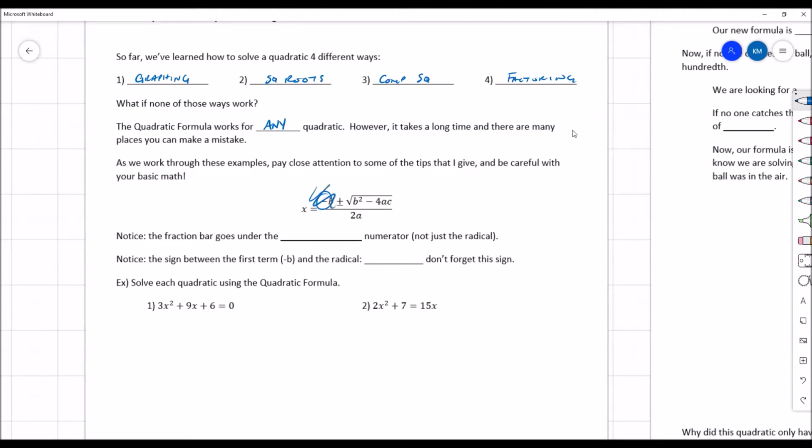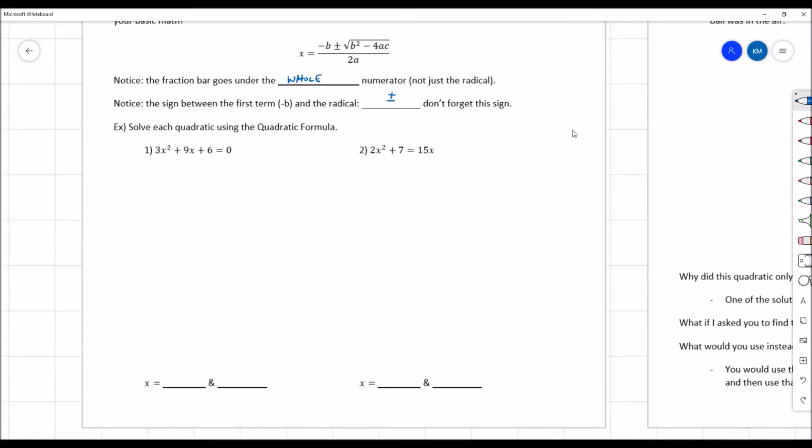Notice that the fraction goes under the whole numerator. The entire thing, not just the radical. It goes over the entire thing. So the sign between the first term, opposite b, and the radical is plus or minus. Do not forget the sign. Remember that separates that we have to do 2 things. We have to add and subtract. Just a way to write that succinctly, I guess.